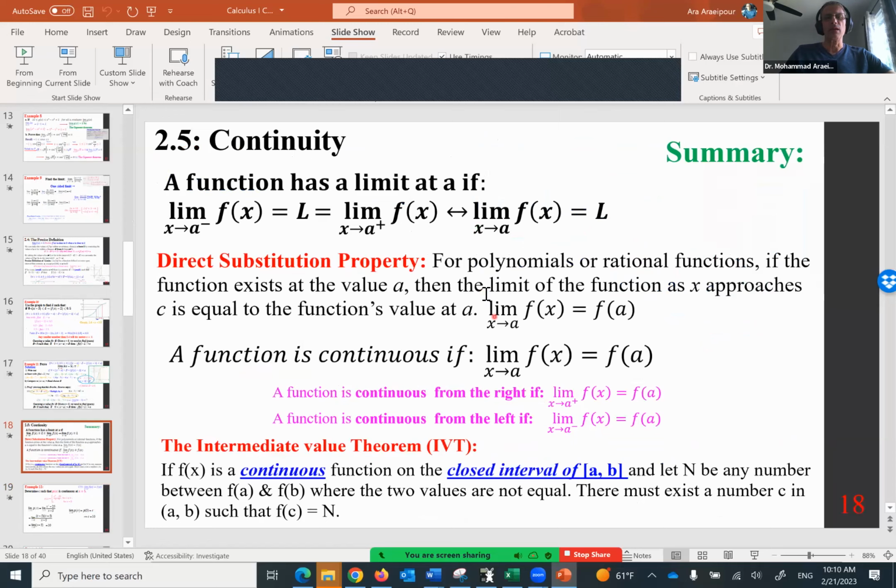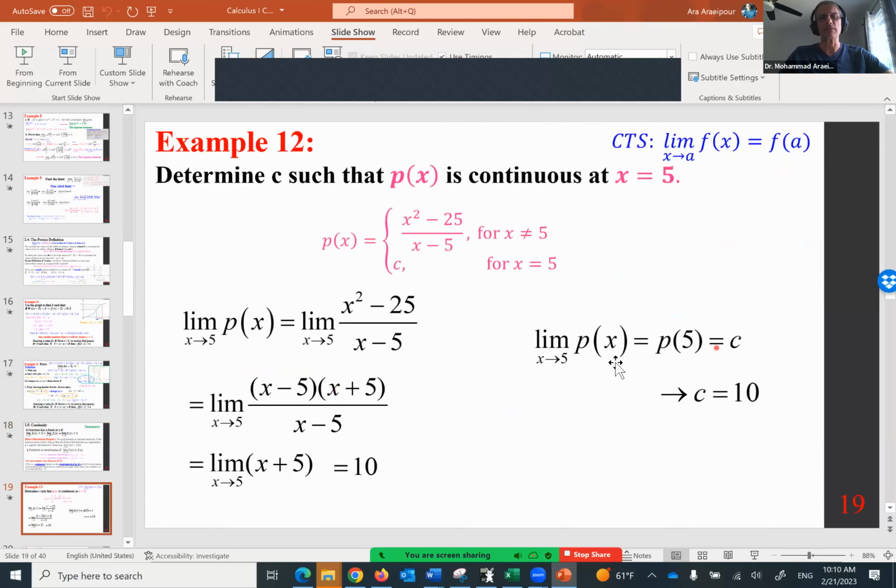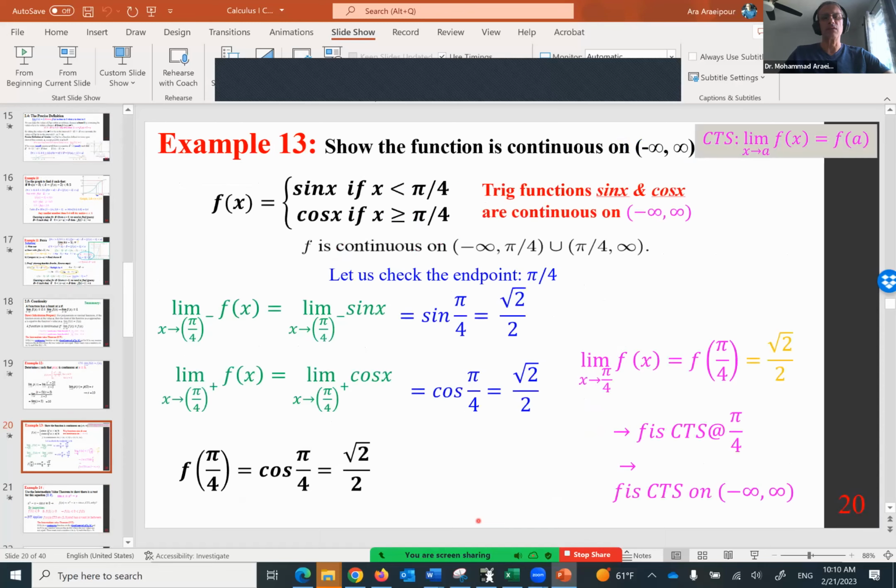Continuity: when the limit and the functional value are identical, the function is continuous at that given point. In this example, when we take a limit, if we set it to the functional value at x equals 5, which is c, we come up with a continuous function at x equals 5. The same thing happens for this case. This piecewise defined function is continuous everywhere. So you check the endpoint.